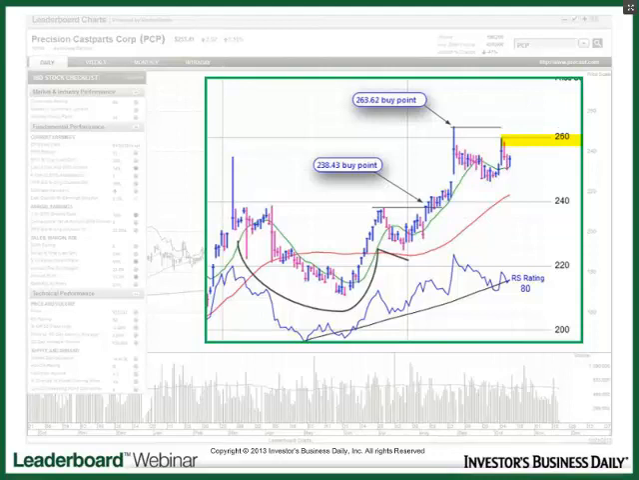Now, you mentioned with Precision Cast Parts how this was something you were holding off a little bit on putting on the list. And we actually got a question asking about why some names didn't make the list, like Jazz Pharmaceuticals, some of those other names that are appearing maybe on the IBD 50, or other screens, but they don't make it onto the leaderboard list. Can you talk a little bit about why that might occur? Sure.